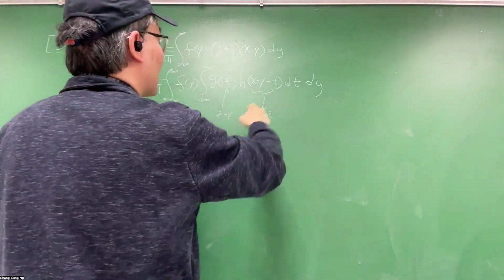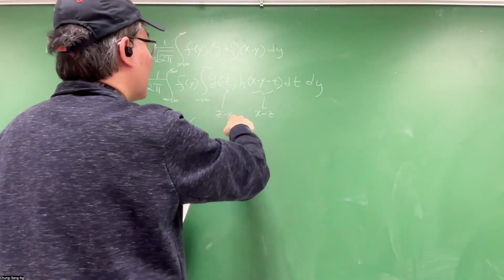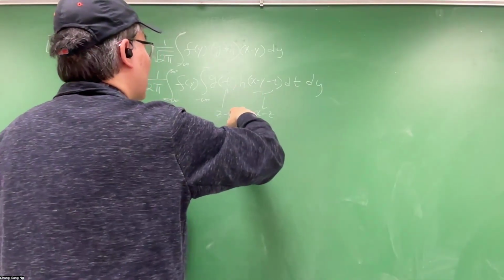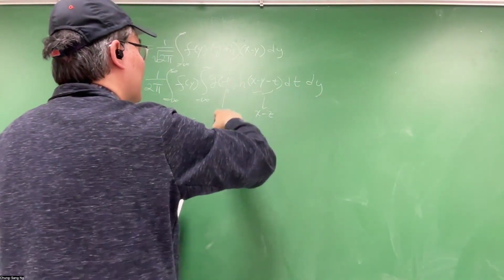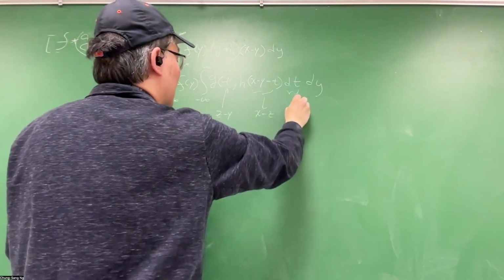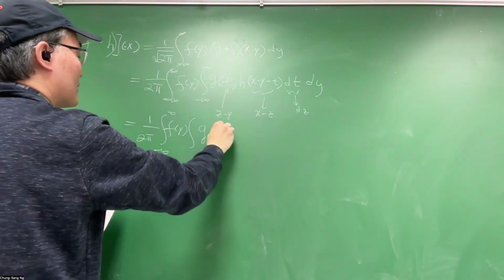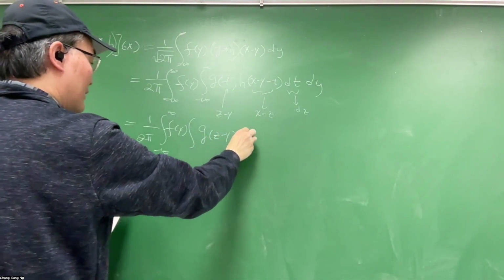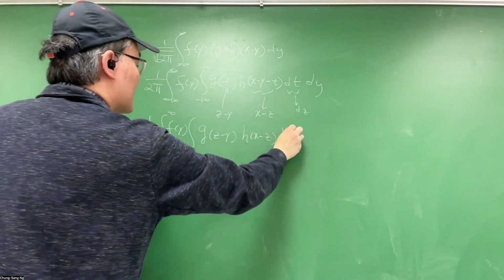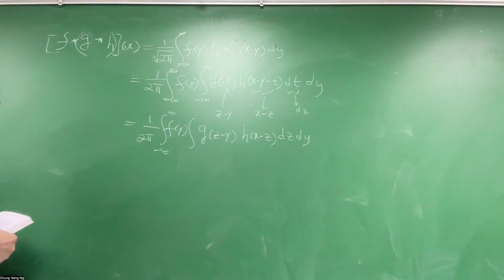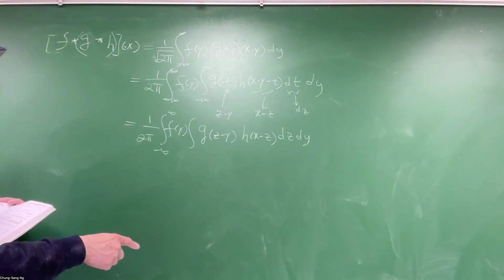And obviously we change the integration variable. So we have a y already. Now this dt becomes dz, since t is z minus y, so dt changes to dz. It's g of z minus y, and then h of x minus z, dz dy. Okay, so that's the definition 20.8.